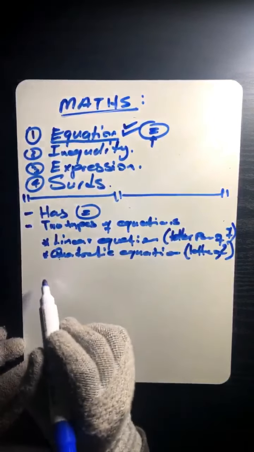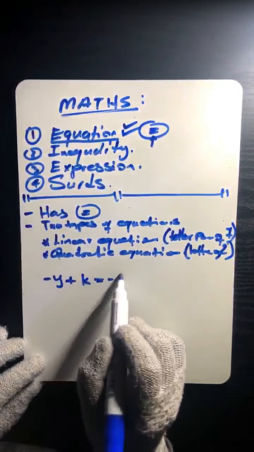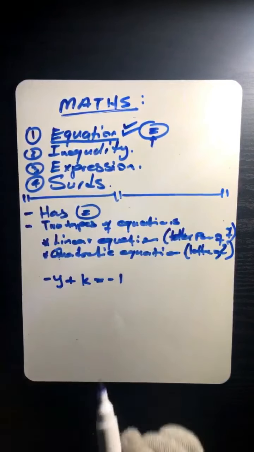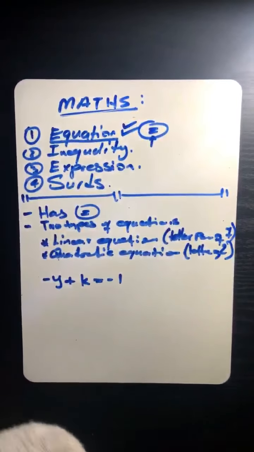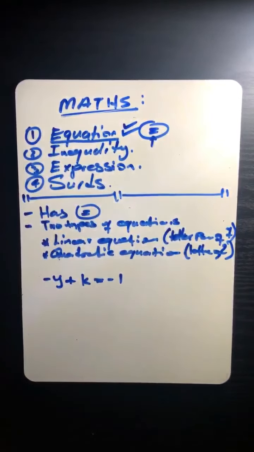100%. So let's try another example, being negative y plus k is equals to negative 1. You tell me, Mwanamatlo, is this a math problem? Yes, it's a maths problem. Why? It has an equal sign.